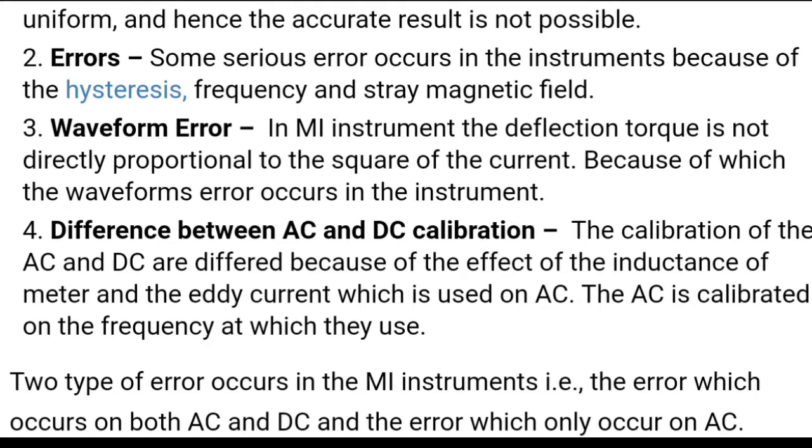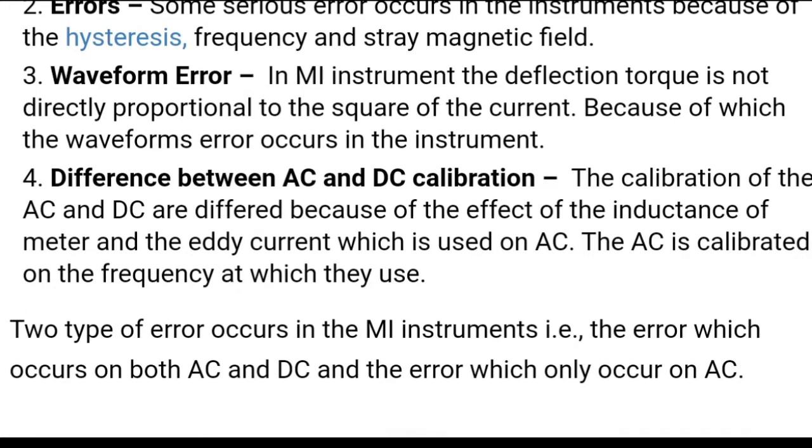Another disadvantage is that the calibration of AC and DC differ because of the effect of the inductance of the meter.